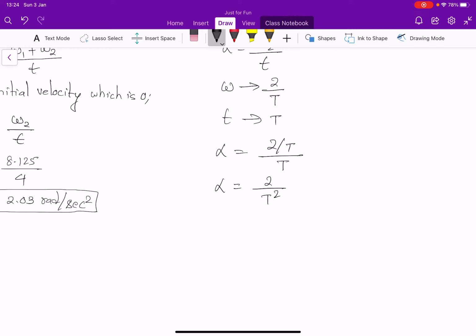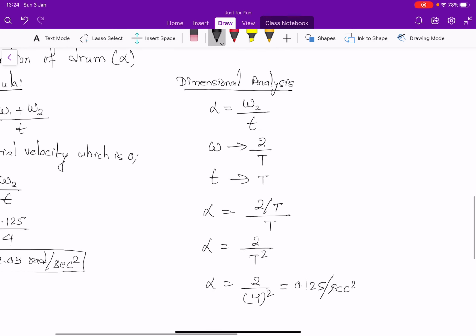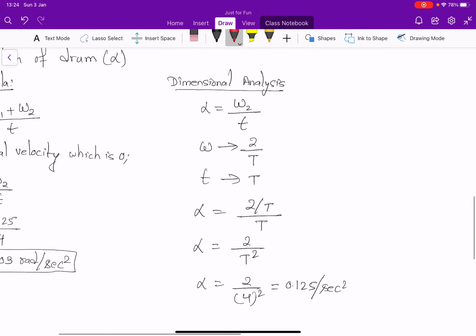So we're going to get alpha equals 2 divided by 4 square. So this alpha is 0.125 per second square, and we need to have our angle same here, which is angle as S divided by R, and we got 16.25 radian.